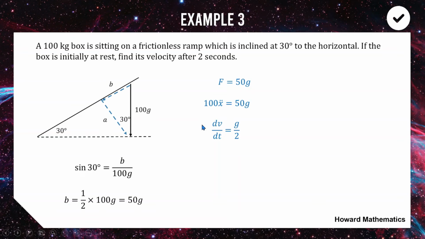Integrating both sides with respect to t, because the right hand side is just a constant, on the left we'll get v, and on the right we'll get gt on 2 plus a constant. Once again, we use information in the question to figure out the constant. Initially, the box is at rest. So when t equals 0, v equals 0, which gives us that c must also be equal to 0. So here we have our equation for the velocity of the box down the slope. We sub in time equal to 2 seconds, and we get 2g over 2. So the velocity after 2 seconds is equal to g, which is about 9.8.